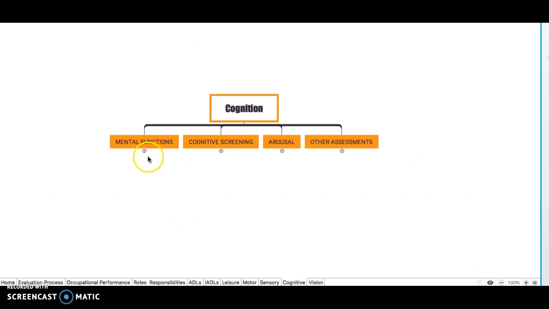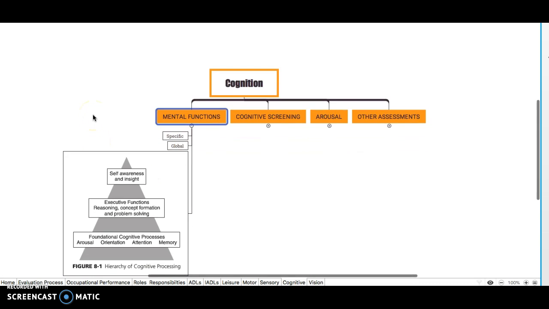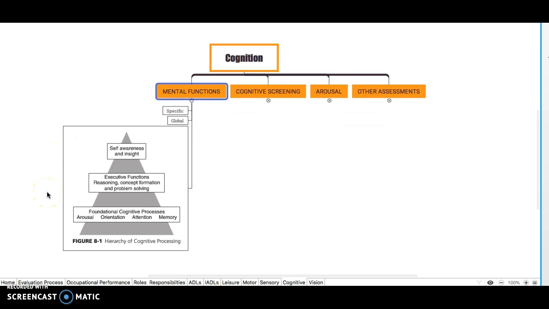Okay, now moving on to cognition. Some sections that I'll be talking about are mental functions, cognitive screening, arousal, and of course other assessments. Mental functions, there's 2 that exist, specific and global. And this is a nice chart of the hierarchy of cognitive reasoning.